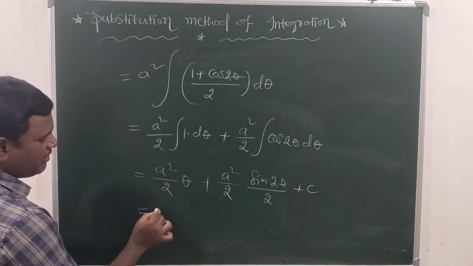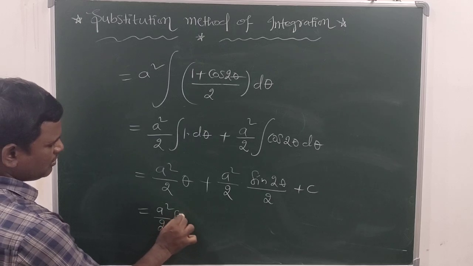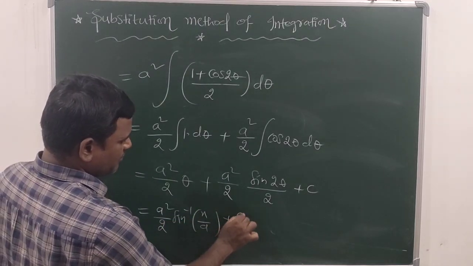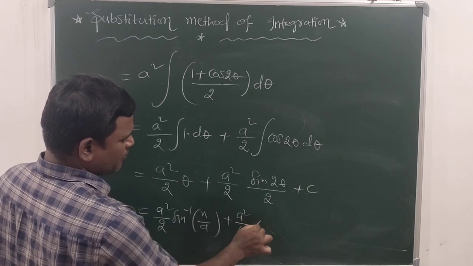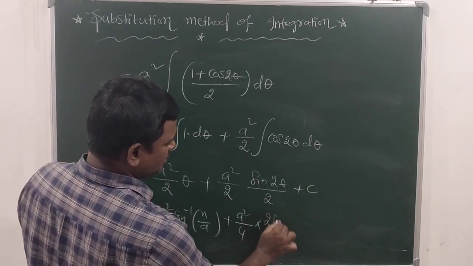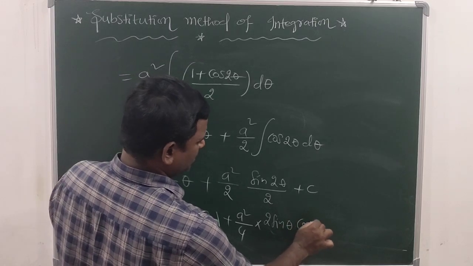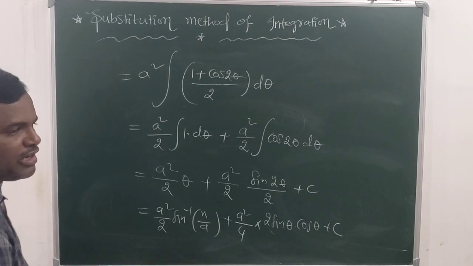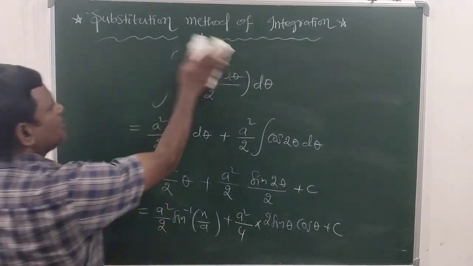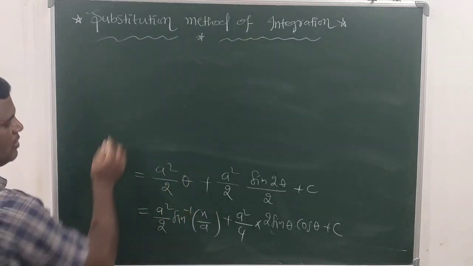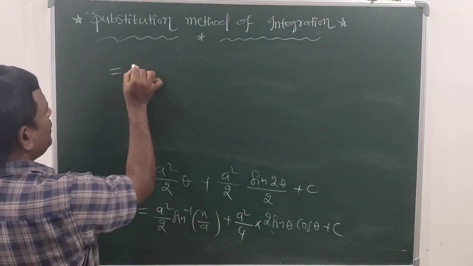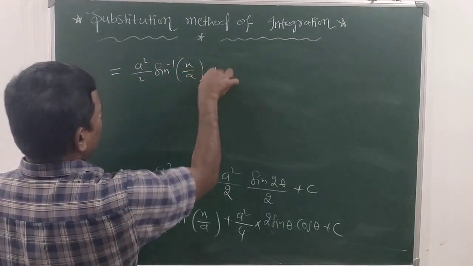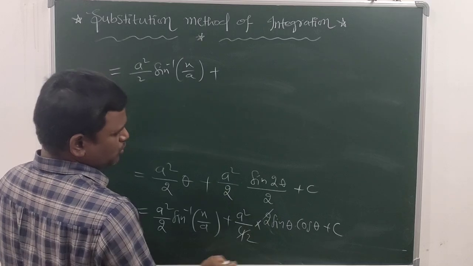Now here theta value, as you know, is sin inverse of x by a. So here a square by 2, 2 twos are 4. The sin 2 theta can be written as 2 sin theta cos theta plus c. 2 ones are 2, 2 twos are 4. Okay, cancel this 4 with 2. So that you will get, see, what do you get? A square by 2 sin inverse of x by a plus 2 ones are 2, 2 twos are 4.